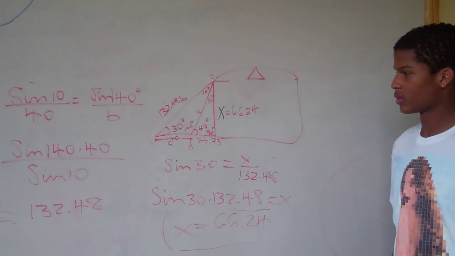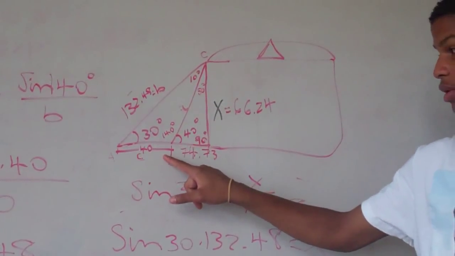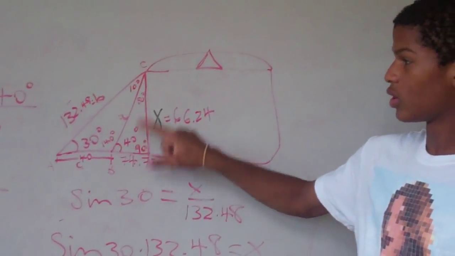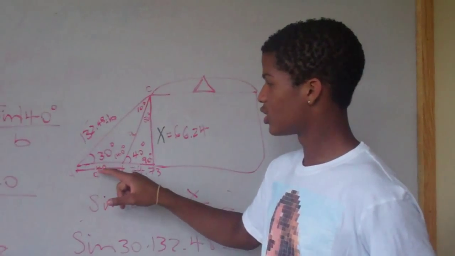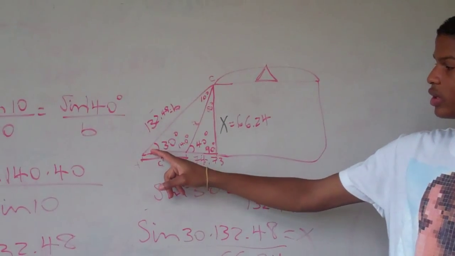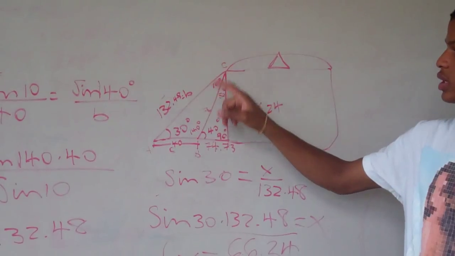So anyway, you're an unknown distance from Crosley. You look up to see the top of Crosley at 30 degrees. You walk 40 meters, and now you can see Crosley, but you have to look up at an angle of 40 degrees. We're trying to find, when we're at 30 degrees, the height from where we are to Crosley.